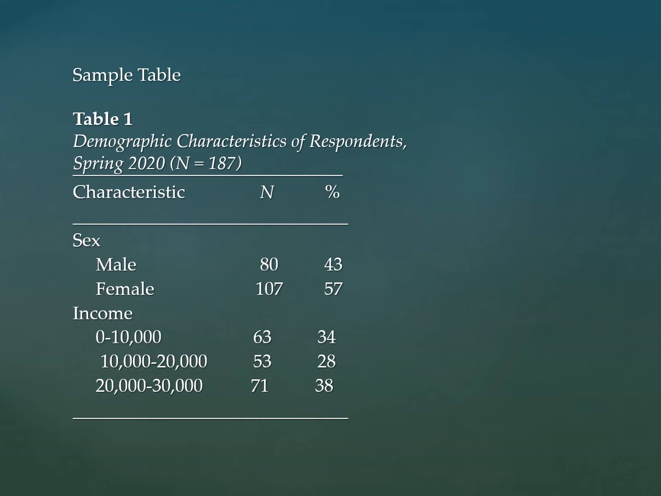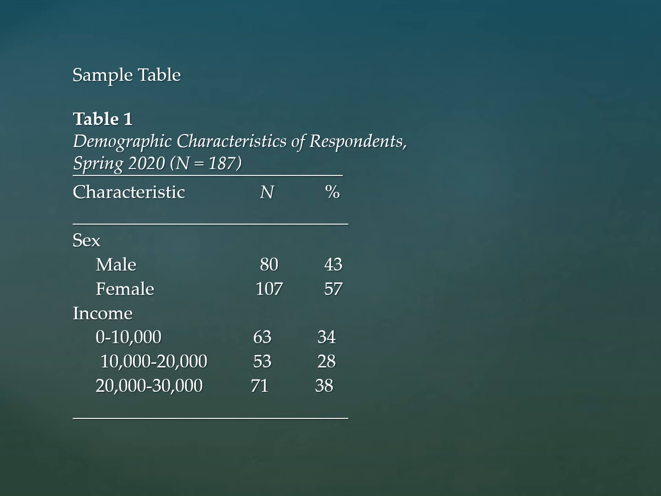Let's take a look at an example here. This is table 1, so we have the table numbered according to APA. And the name of the table is Demographic Characteristics of Respondents for Spring 2020. And it shows us there that our total sample size was 187 respondents, n equals 187. Then as we look further into the table, we're looking at the raw data where we know that we've got different things like sex and income labeled here as characteristics of our raw responses.